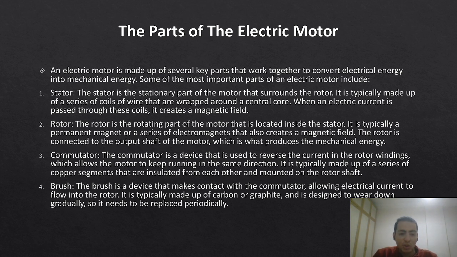Brushes. The brush is a device that makes contact with the commutator, allowing electrical current to flow into the rotor. It's typically made up of carbon or graphite and is designed to wear down gradually, so it needs to be replaced periodically due to the friction between it and the commutator.